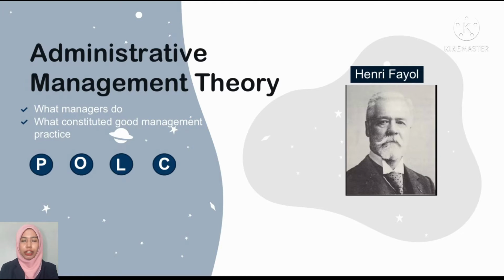General administrative theory focuses more on what managers do and what constitutes good management practice. Henri Fayol identified 4 functions that a manager performs, which are planning, organizing, leading, and controlling. He also outlines 14 areas where the manager will approach people and try to move everybody in the right direction.